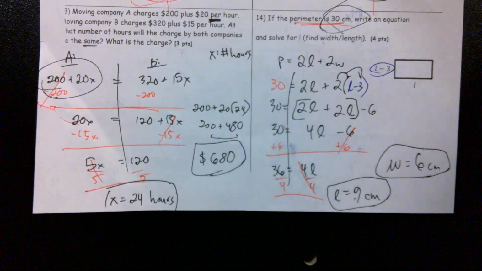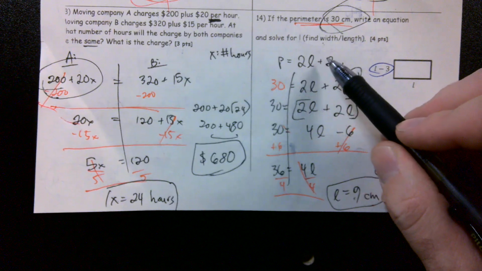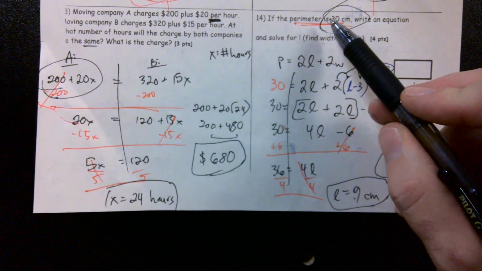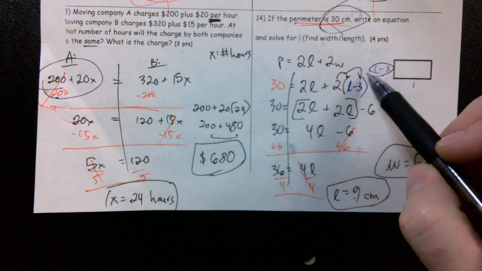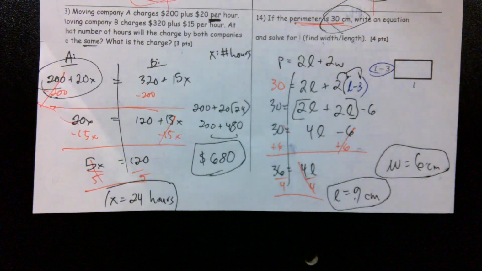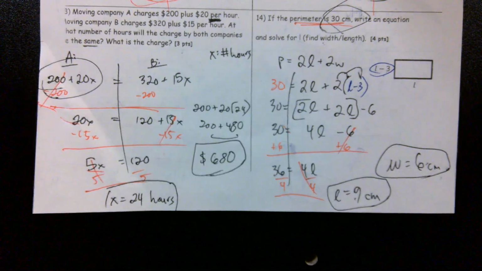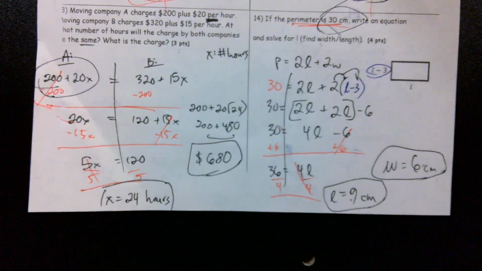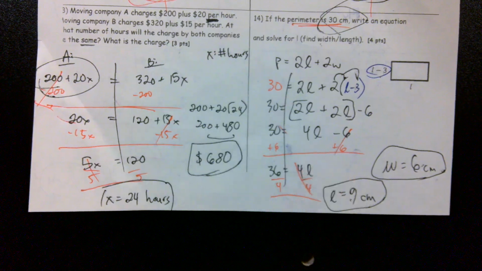So we took the perimeter formula and we plugged in what we knew. We knew that P was 30. We knew that W was L minus 3. Okay. Good. Any other questions? How do you get 0.9 centimeters? That's just a 9.